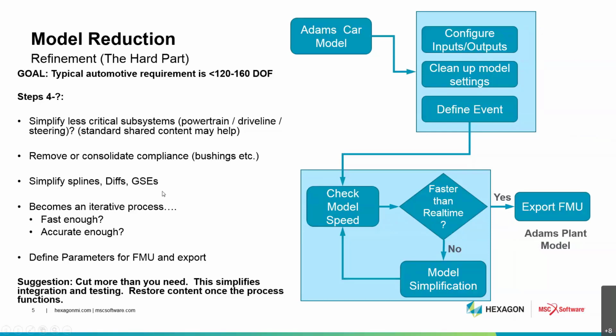Depending on how much you've got in there, some of those things may need to be scrubbed down a little bit. So you generally get into a bit of an iterative process where you do some cleanup, you check your model speed, see how your speed is doing. If you're not where you need to be, then you've got to take some more out.